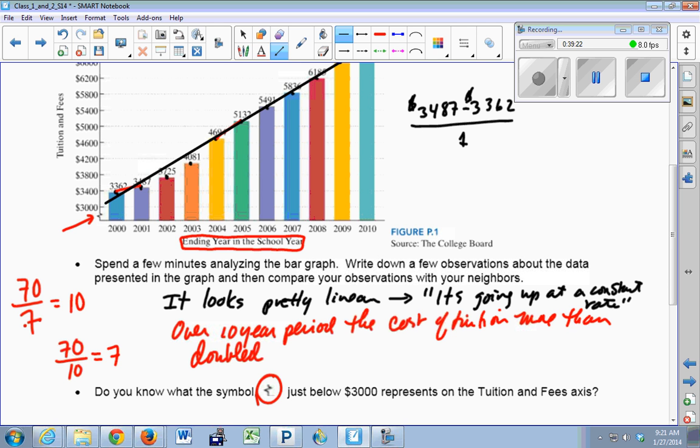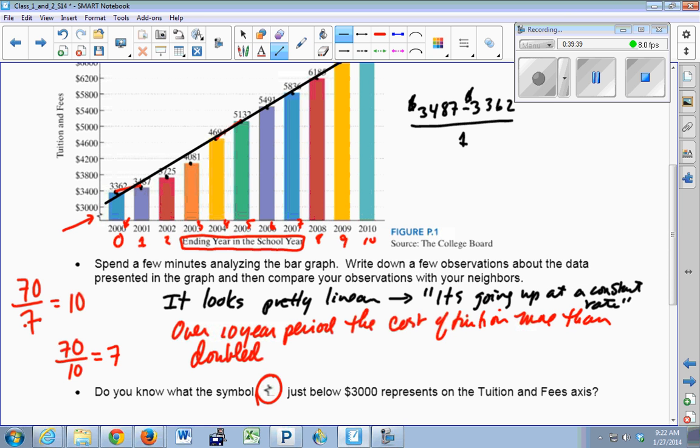How many years is 2000 from 2000? 0. See, that's your last ending year. What's the ending year on 2001? 1, 2, 3, 4, 5, 6, 7, 8, 9, 10.